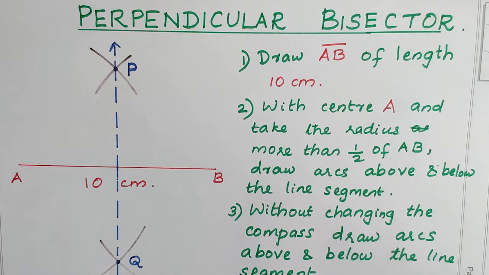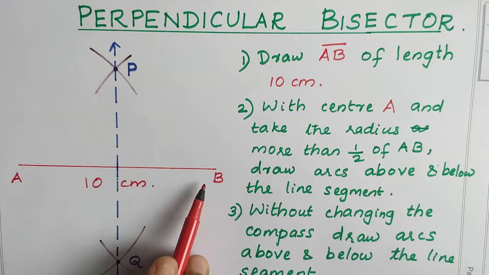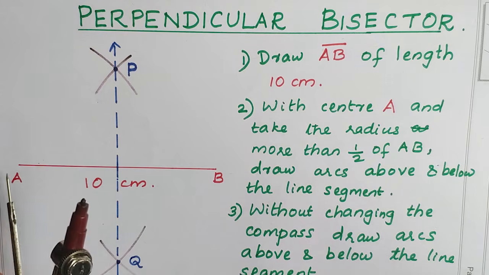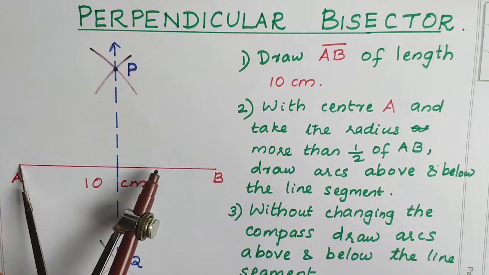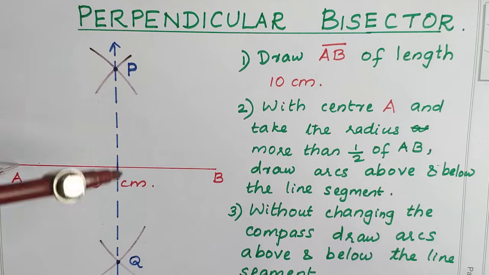So once again I will say, first draw a line segment of length 10 centimeter. We can name it as AB. If the measure is given, you have to take that measure. If the measure is not given, you can take any measure. Okay. And for drawing the perpendicular bisector, place the metal tip on A, then take more than half of AB, draw an arc above the line segment and below the line segment.